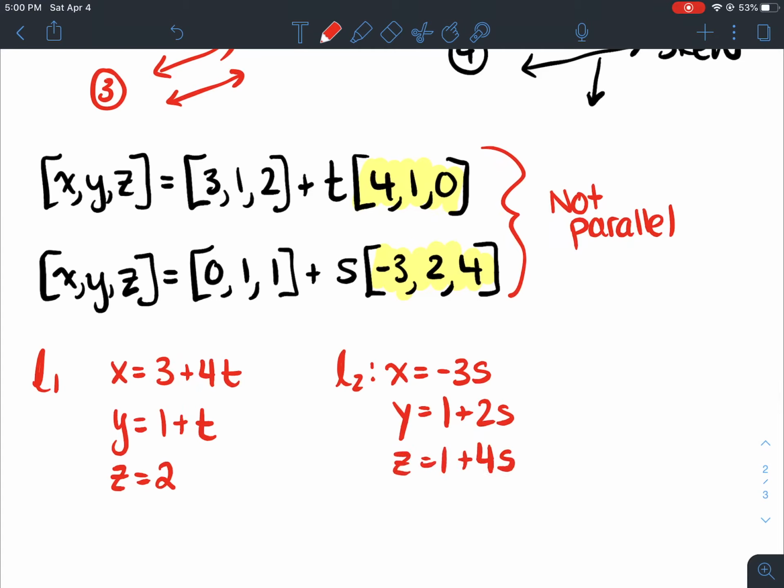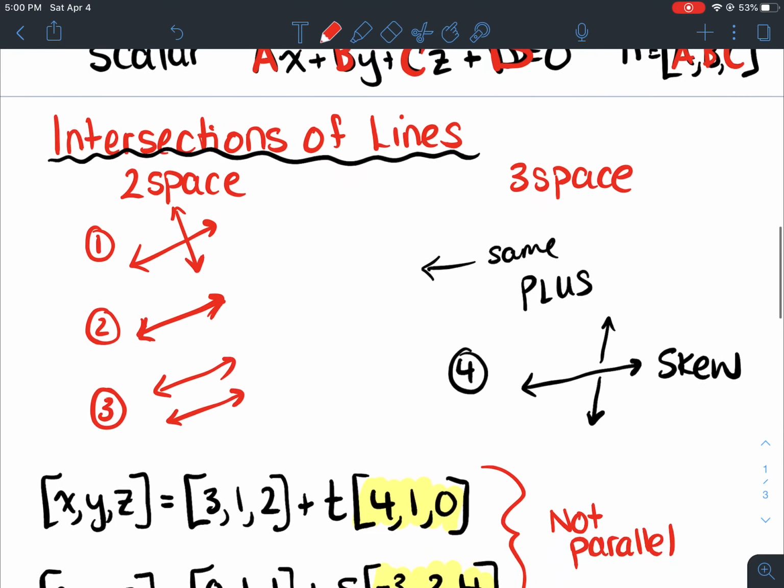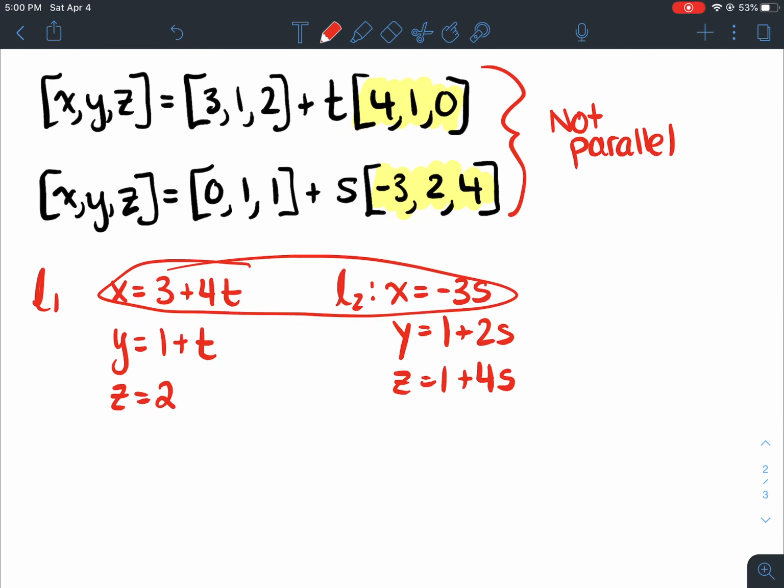And then our next step was to actually sub the equations into each other. So to merge these equations and say, well, if they do intersect, then they'll have the same x values. So we're just going to equate those. We're going to say 3 plus 4t is equal to negative 3s. So that's our first equation.